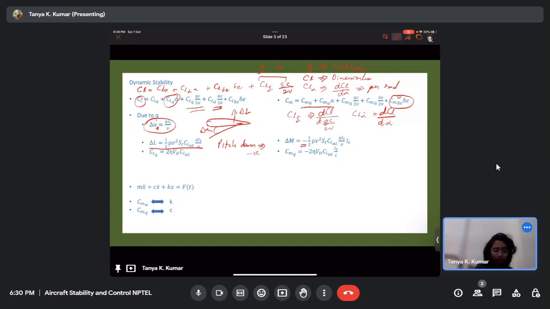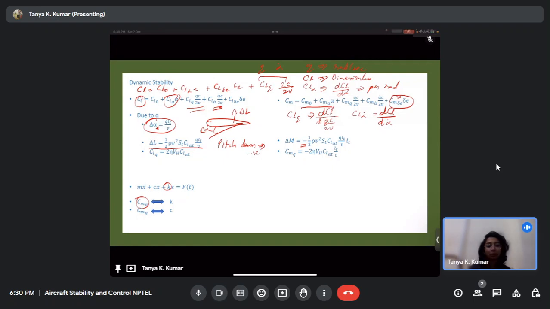Alright. Then we had seen this even in the last session, how the equation is related to a spring mass damper system. Here your stiffness K is akin to your Cm alpha. Stiffness coefficient K is similar to your Cm alpha. What is Cm alpha? How did you define Cm alpha?